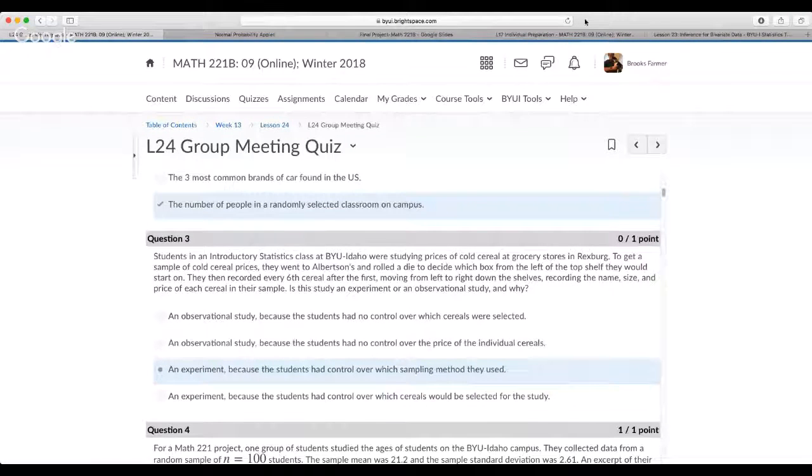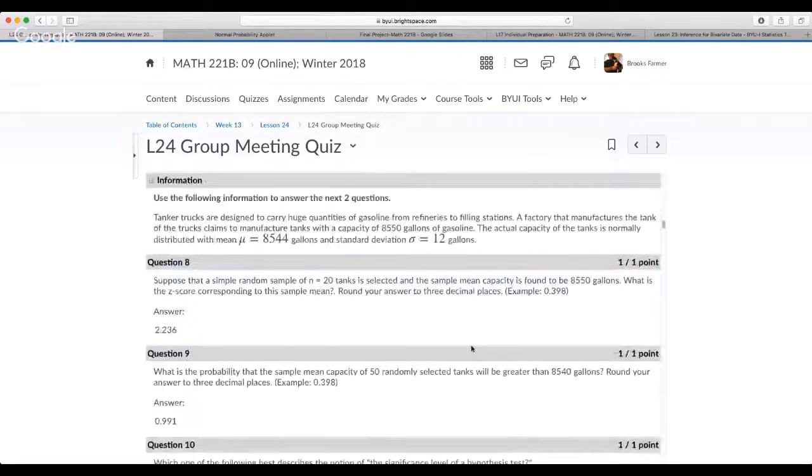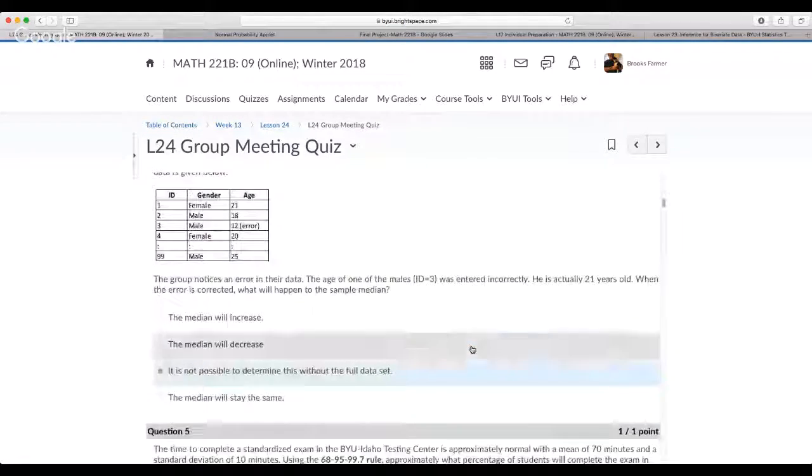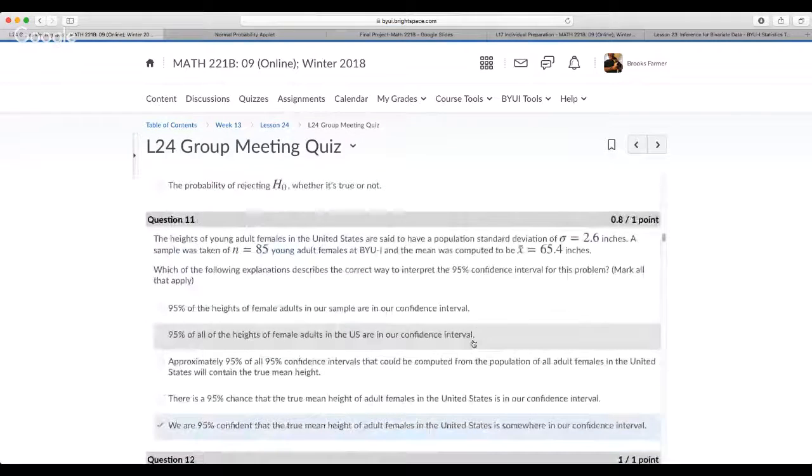Like A or B? I think it'd be A. Students have no control over which cereals are... Or no, it's B, I think. Davis really thought it was an experiment, but I'm thinking with an experiment you have to have some sort of control group and stuff. It's cool, but I think it's probably B then. That's the first one. All right.